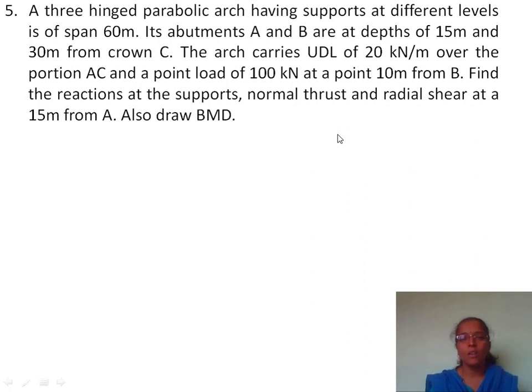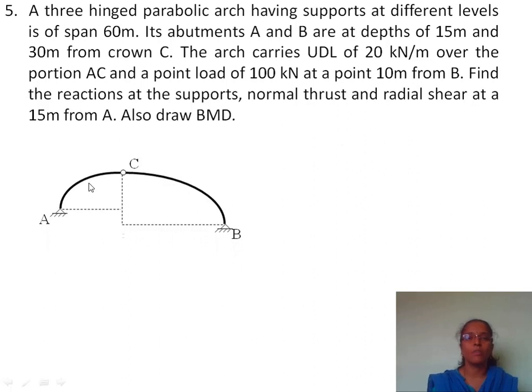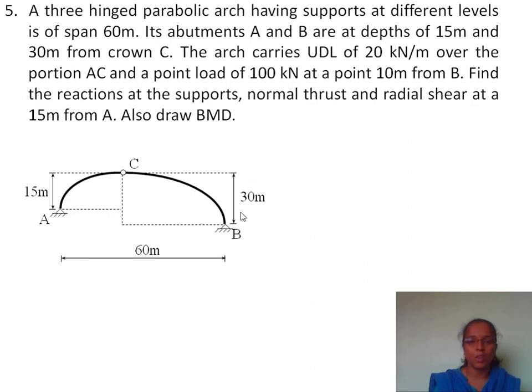Let us draw the figure of the given problem. ABC is a 3-hinged parabolic arch having its supports at different levels, of span 60 meter. So this span is 60 meter. Its abutments A and B are at depths 15 meter and 30 meter from crown C. So from C, A is at a distance of 15 meter and B is at a distance of 30 meter.